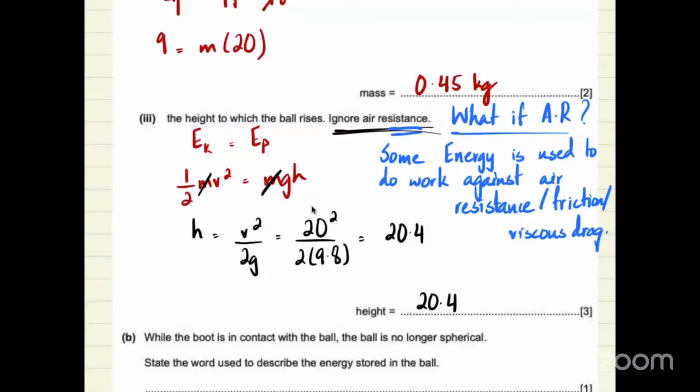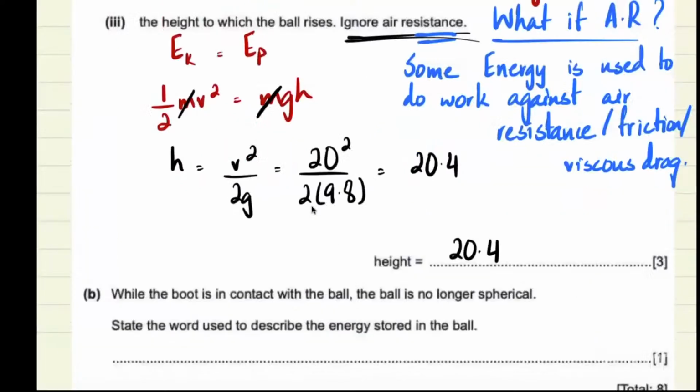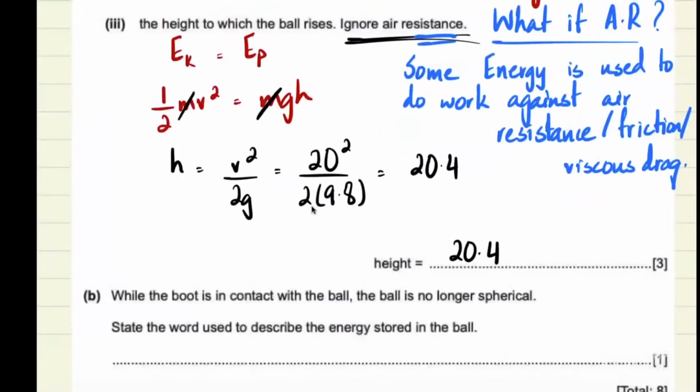ठीक है. While the boot is in contact with the ball, the ball is no longer spherical. State the word used to describe the energy stored in the ball. So changes in shape की वजह से जो आपके पास एनर्जी स्टोर होता है, इसको स्ट्रेन भी कहते हैं, स्ट्रेन एनर्जी भी कहते हैं, या इलास्टिक पोटेंशियल एनर्जी भी कहते हैं.